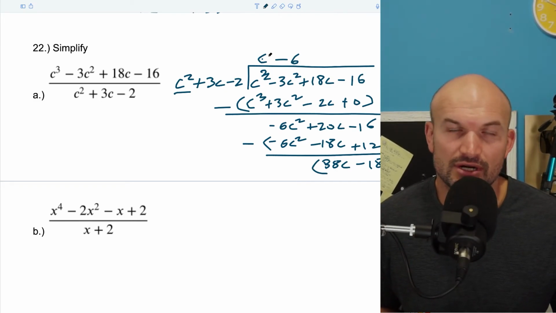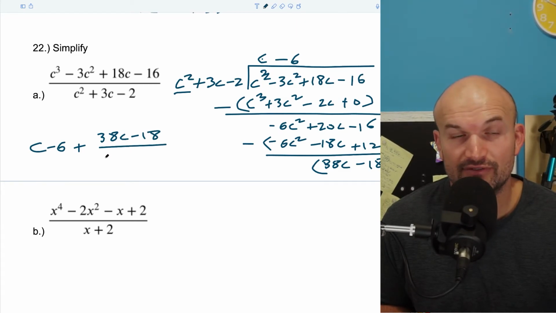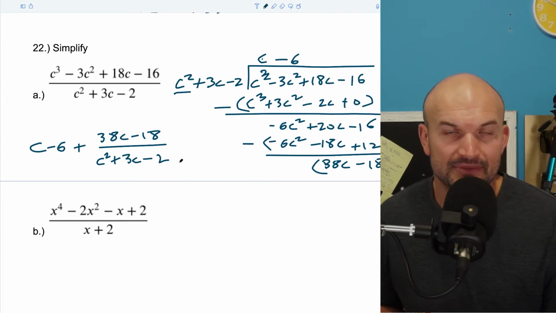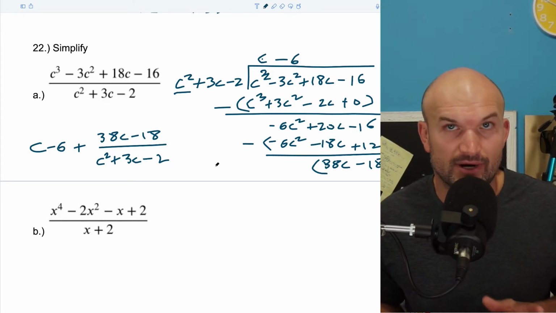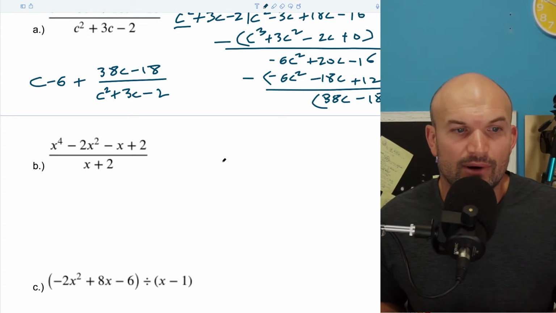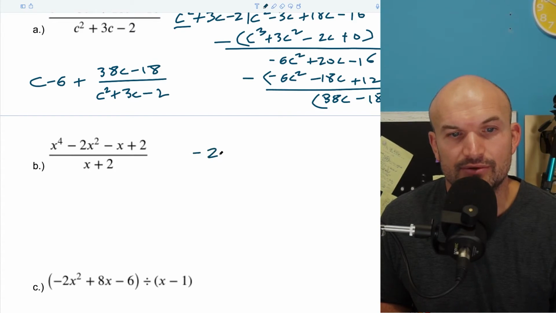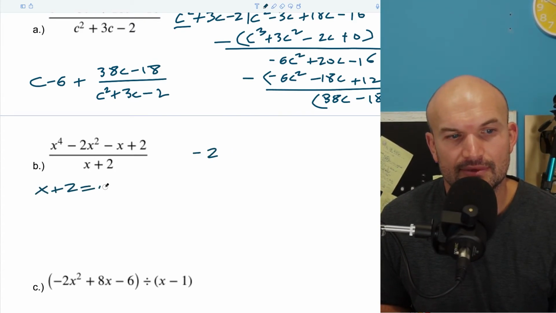So here's our quotient, so we can write it as a final answer of c minus 6 plus 38c minus 18 all over your divisor, which is c squared plus 3c minus 2. Okay, so that's the long division algorithm. You're going to need to know the long division algorithm, but you're also going to want to make sure you remember synthetic division. And for synthetic division, basically all we simply need to do is set our divisor equal to 0.